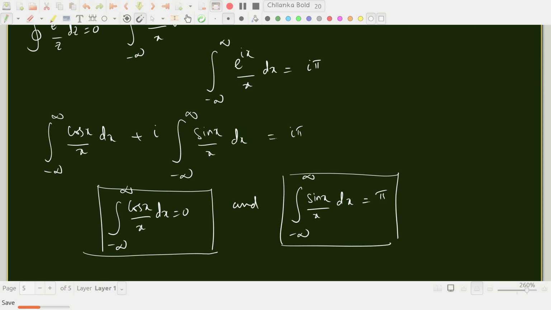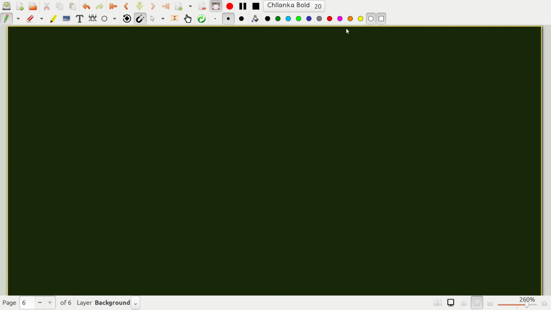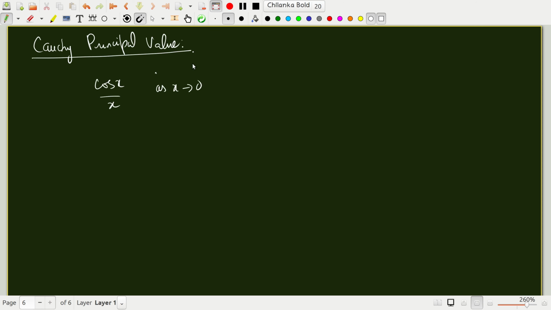Now one last, rather subtle point is the idea of what is called the Cauchy principal value. What this means is the following. If I just look at the function cos x by x, it blows up as x goes to 0, because cos x goes to 1 and this goes as 1 over x. Yet even though this integrand is diverging, the integral is still converging.